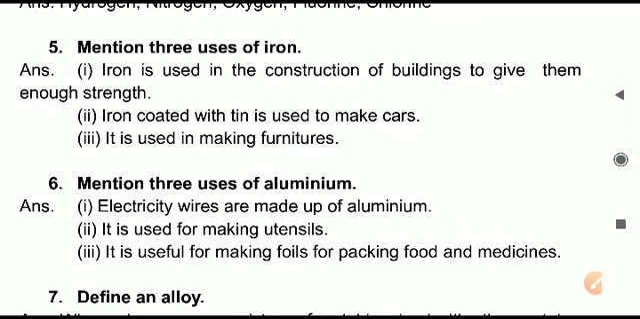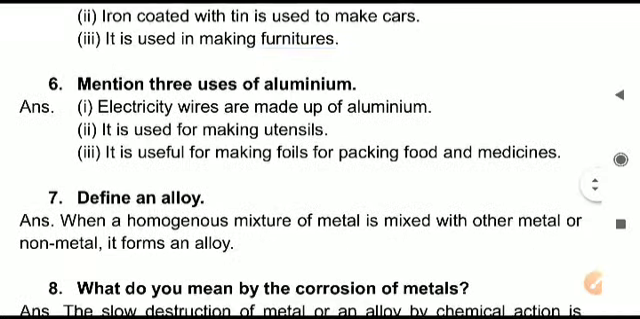Question 5, mention 3 uses of iron. First, iron is used in construction of buildings to give them enough strength, that is based on its tensile strength. Second, iron coated with tin is used to make the body of the car. Third, it is used for making furniture. So these are the different uses of iron.